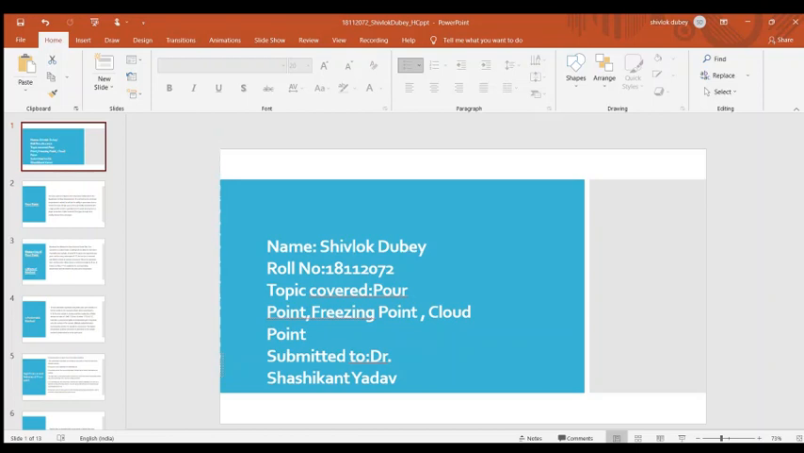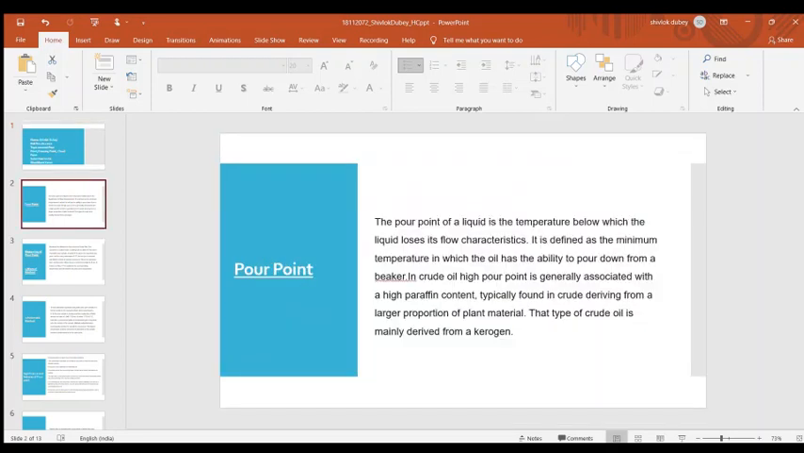Today I am going to cover the topic pour point, freezing point and cloud point. So first let's discuss pour point. The pour point of a liquid is the temperature below which the liquid loses its flow characteristics. It is defined as the minimum temperature at which the oil has the ability to pour down from a beaker.